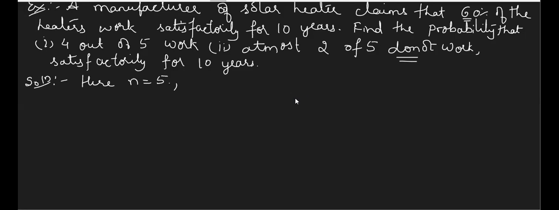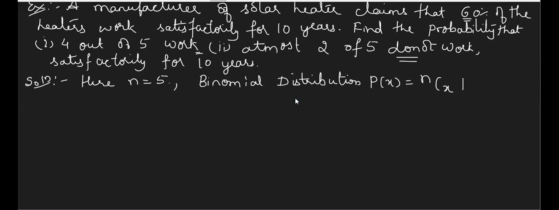In all the previous examples we solved, we wanted to get the head only, or we wanted that 3 should fall on. So that condition was fixed, but here the conditions are opposite of each other. As n is 5, which distribution is applicable here? Binomial distribution, as n is less than 30. What is the general format? P of x is equal to nCx p raised to x q raised to n minus x.